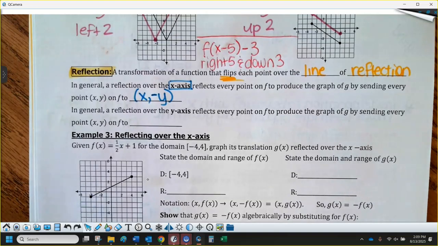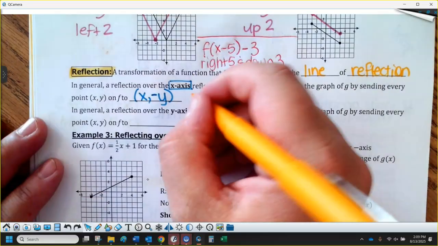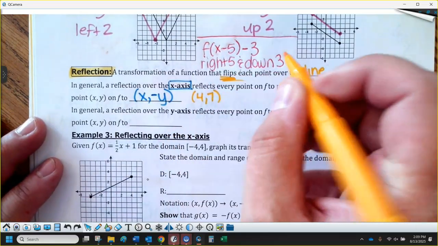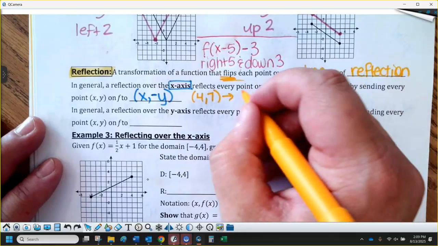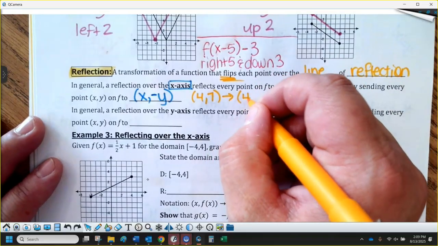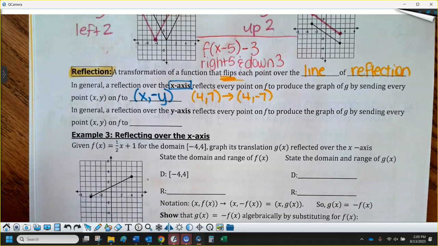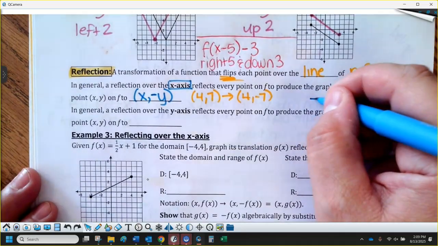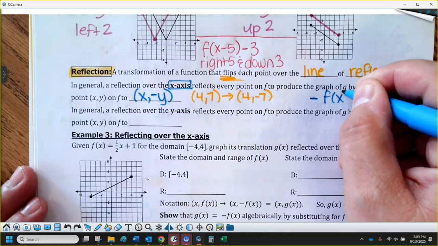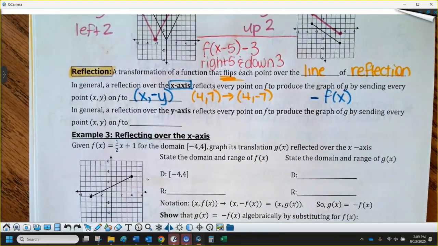Now let me give you a tiny example with a number. Let's say my point was (4, 7). If I reflected that over the x-axis, it would be the point (4, negative 7). It would just flip the y-coordinate. That's how that would work. And then let me give you the notation for this too. The notation for this in the function, you would multiply the entire equation. Take the entire thing, multiply it by negative 1. That would flip it over the x-axis.